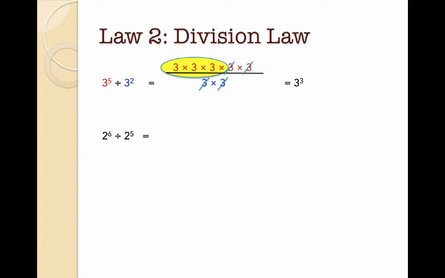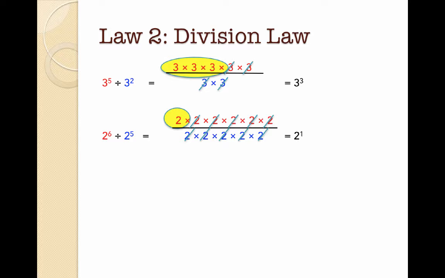Let's look at another one. 2 to the power of 6 divided by 2 to the power of 5. Now 2 to the power of 6 can be written as 2 times 2 times 2 times 2 times 2 times 2, 6 times. And 2 to the power of 5 will go on the bottom of my fraction as 2 times 2 times 2 times 2 times 2, 5 times. And again, I can cancel, or cross off any 2's at the top with one down the bottom. So I'll cross them off in pairs. This leaves me with just one 2. And I can write that as 2 to the power of 1, or just 2 for that matter.